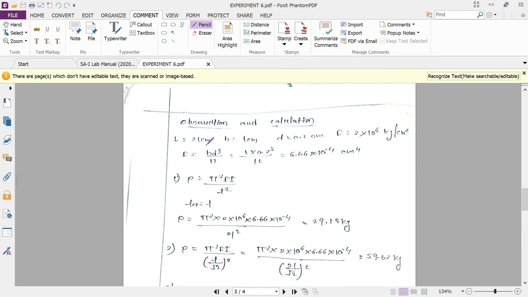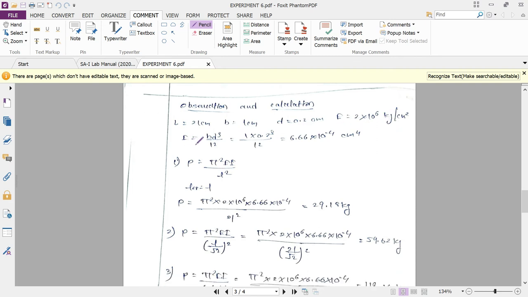L is 21 centimeter, width of the section is considered 1 centimeter. All these dimensions you can directly measure from the apparatus. D is measured as 0.2 centimeter. E is equal to 2 into 10 to the power 6, that is already given. Now we have to calculate I. BD cube by 12, B is given, D is given, so we can calculate it.